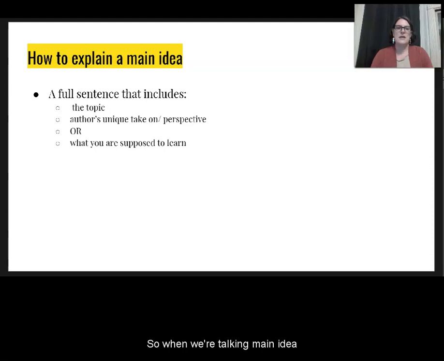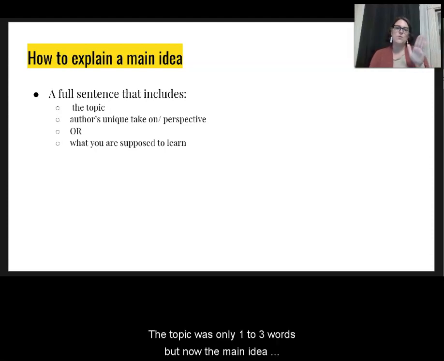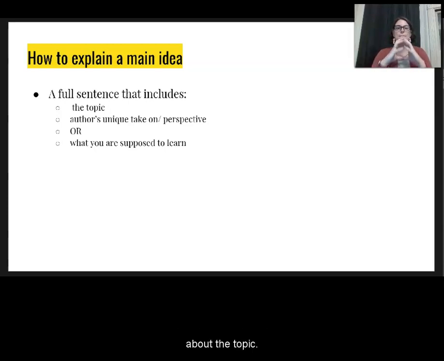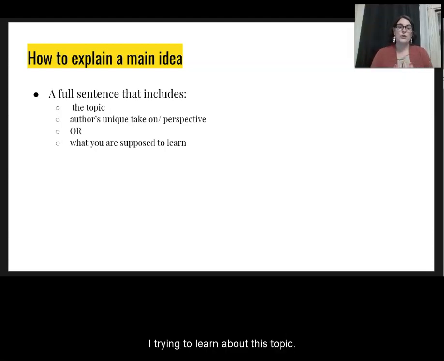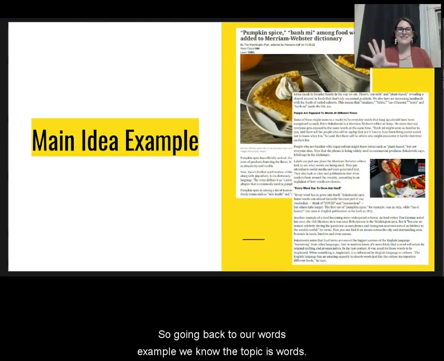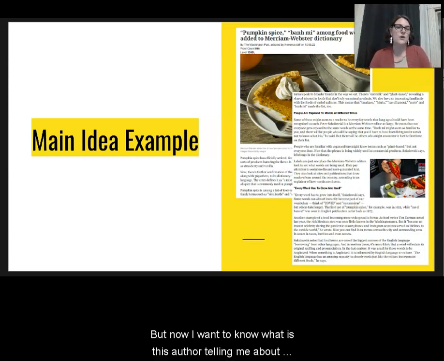So when we're talking main idea, the topic was only 1 to 3 words, but now the main idea is going to be a full sentence that includes information about the topic and also tells me the author's unique perspective or the thing they're trying to say, or what I'm trying to learn about this topic. So going back to our words example, we know the topic is words, but now I want to know, what is this author telling me about words? What am I supposed to understand about words?